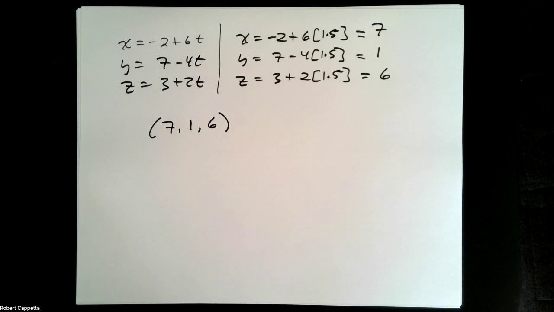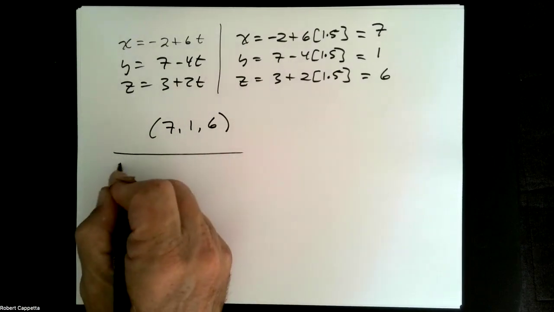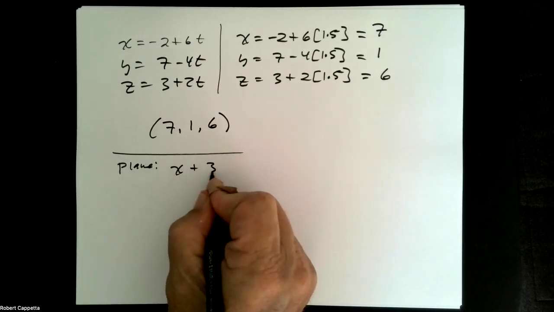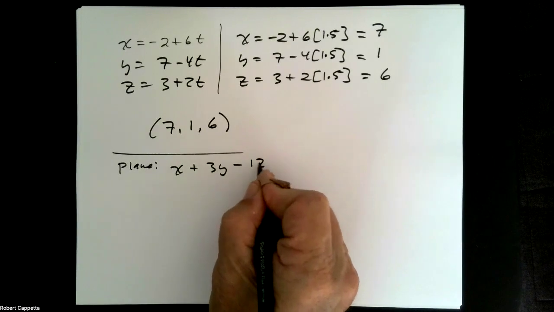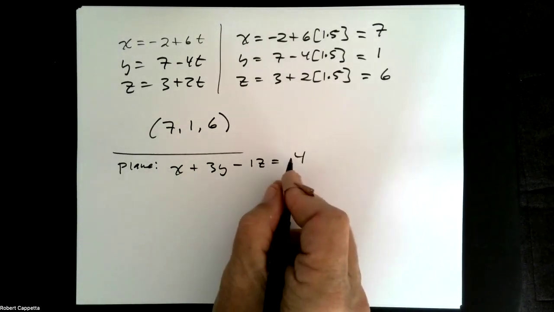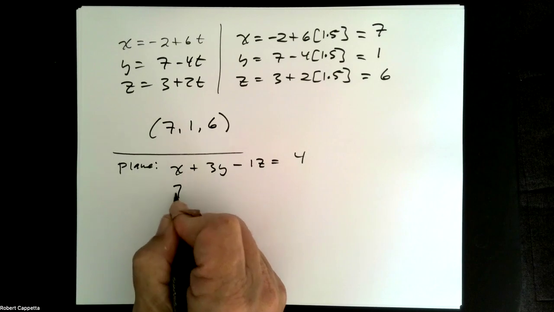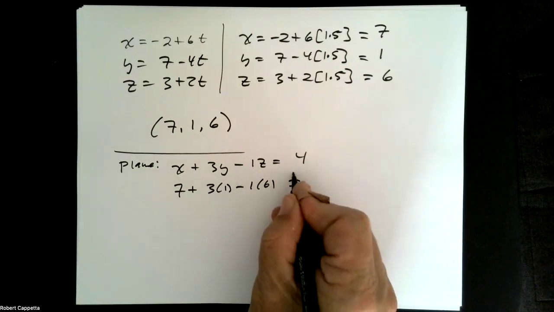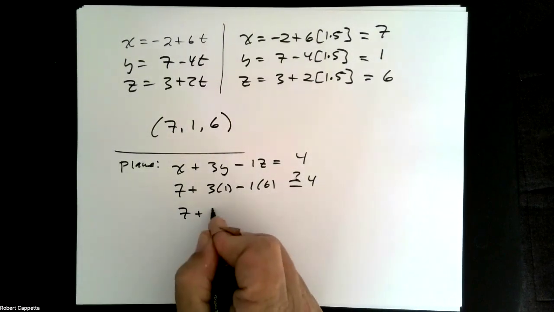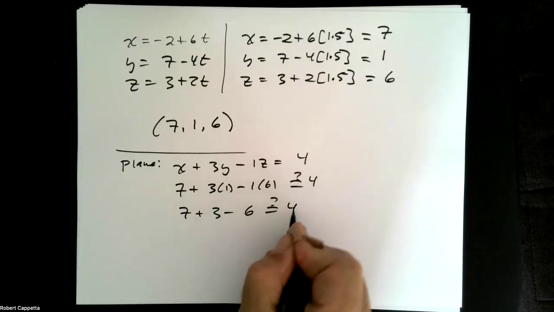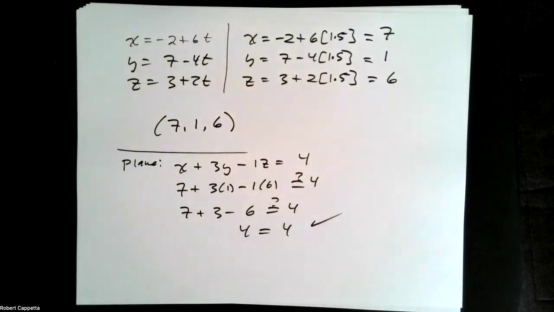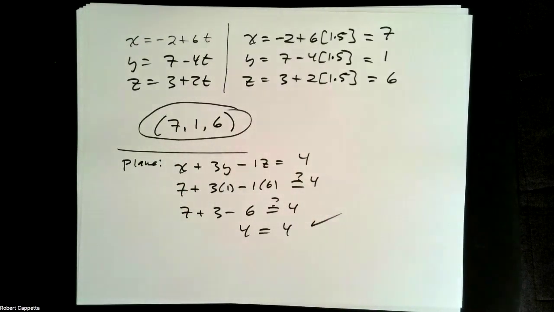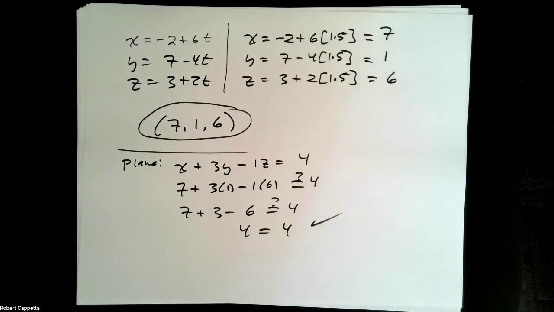So just one more thing to check. What was the equation of the plane? The plane was x plus 3y minus 1z equals 4. Do I get 4 when I plug those values in? Plug in a 7 for x. 7 plus 3 times 1 minus 1 times 6. Does that equal 4? 7 plus 3 minus 6. Does that equal 4? 10 minus 6. 4 equals 4. Yes, it is. So it certainly appears the point of intersection of the line we started with and the plane we started with was 7, 1, 6.